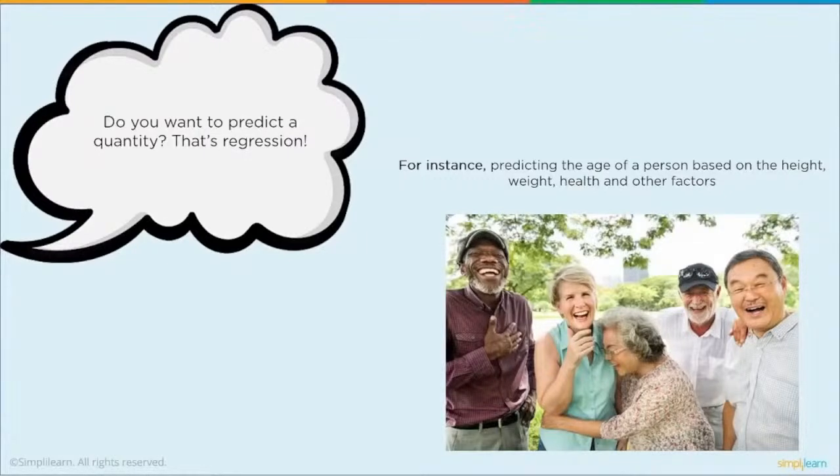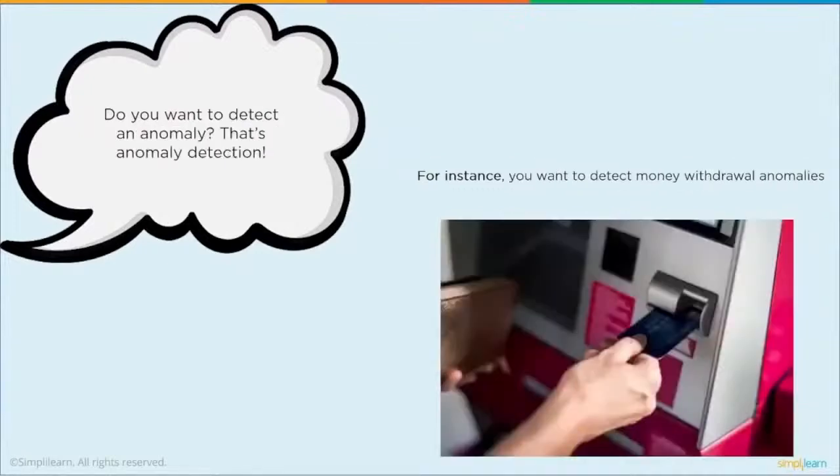And then there are a lot of domain-specific things, like do you want to detect an anomaly? That's anomaly detection. And this is actually very popular right now. For instance, you want to detect money withdrawal anomalies. You want to know when someone's making a withdrawal that might not be their own account. We've actually brought this up because this is really big right now.